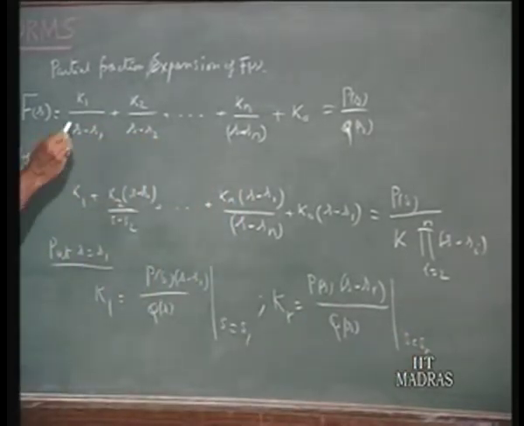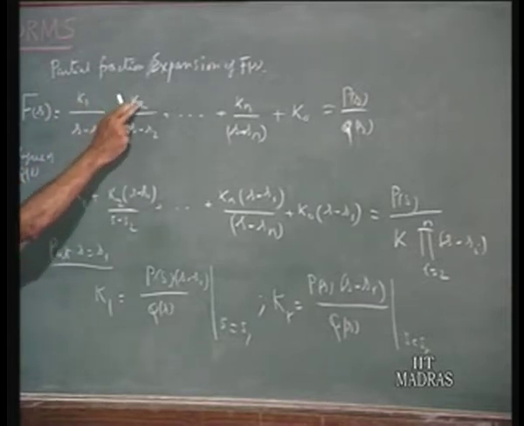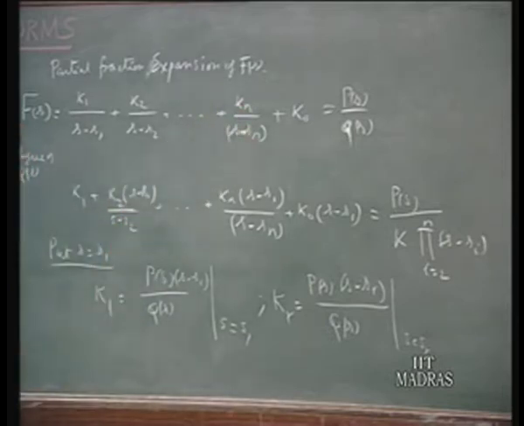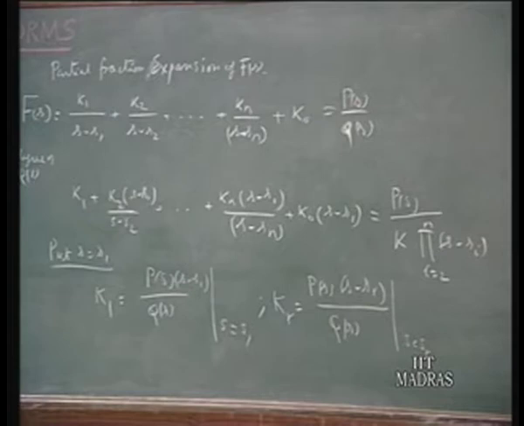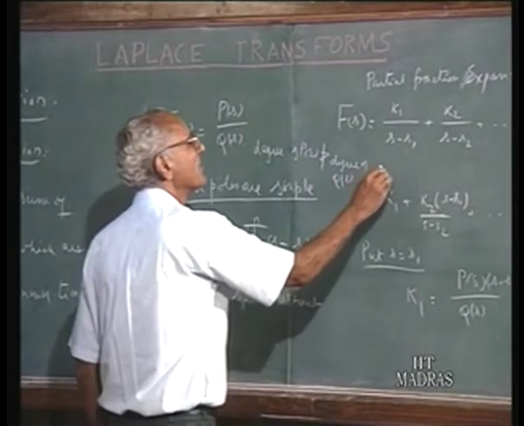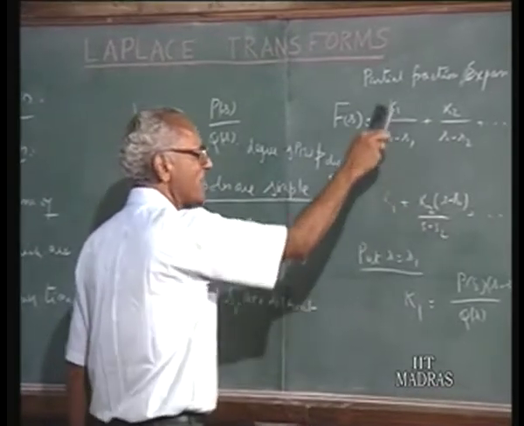These are called the residues of these poles. K1 is the residue of the pole at s equal to s1, K2 is the residue of the pole at s2, Kn is the residue of the pole at sn. So, we can find out all these residues, and once we have all these residues, we can find out the corresponding f(t). Once we have this F(s), the corresponding f(t) is easily obtained by finding the inverse transform of each one of these.